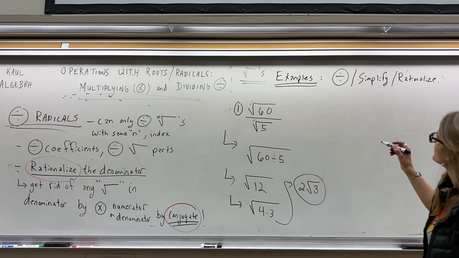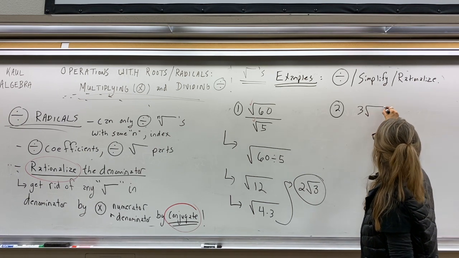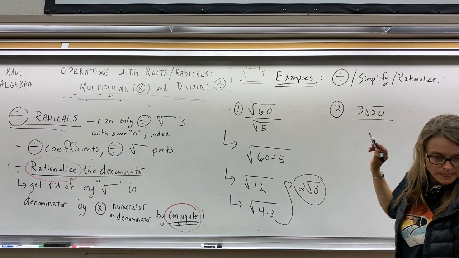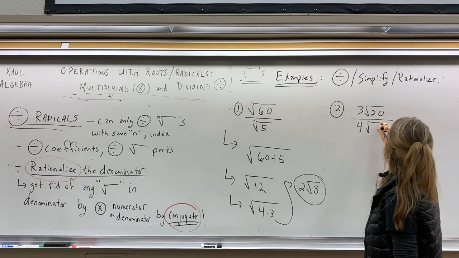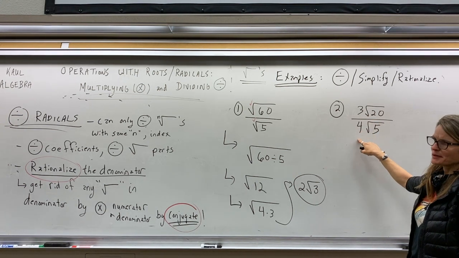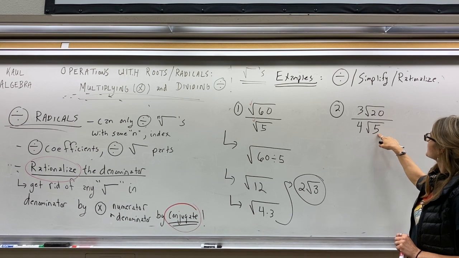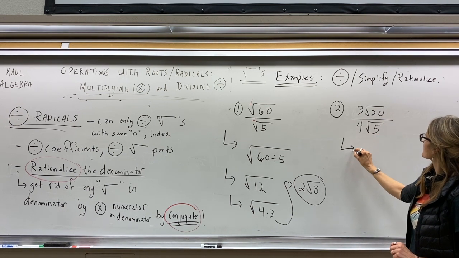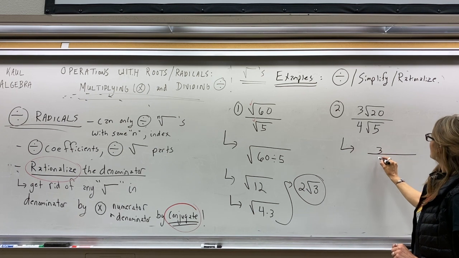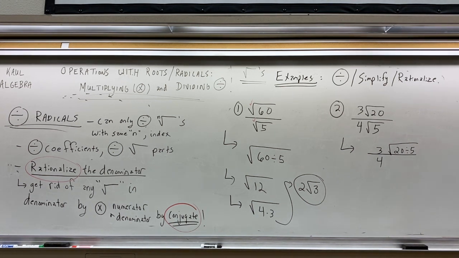Number 2, let's go ahead and do something like this. 3 square root of 20 divided by 4 square roots of 5. Okay, in this case, same holds. I look at my coefficients, 3 divided by 4, messy, right? I'm not going to touch that, I'm just going to carry that over. But I could do the square root of 20 divided by the square root of 5. So I'm going to rewrite this as 3 over 4, and the top part I'm going to say is the square root of 20 divided by 5. I'm allowed to do that.